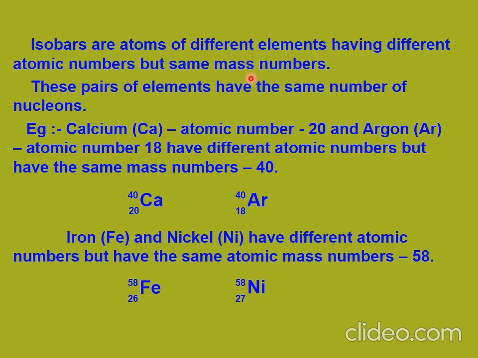Now he is telling further that these pairs of elements have the same number of nucleons. Now you should know the term nucleons. What are nucleons? Nucleons are the sum of protons and neutrons. Now for example, the calcium example I have just told you. Calcium symbol Ca, argon symbol Ar. Argon's atomic number is 18, calcium's is 20, but the mass number of both is the same.